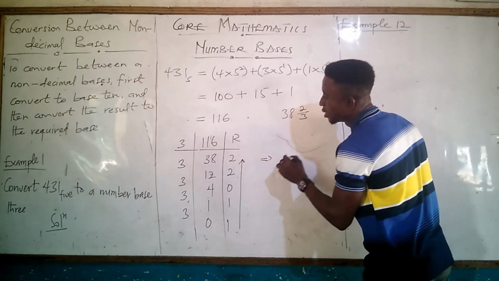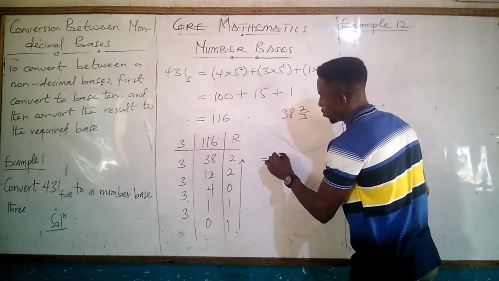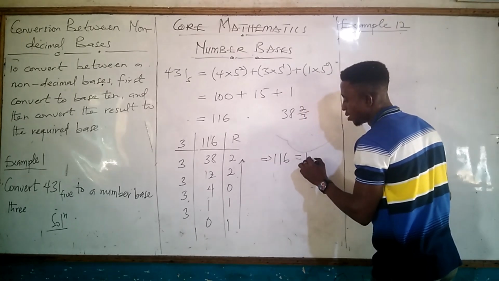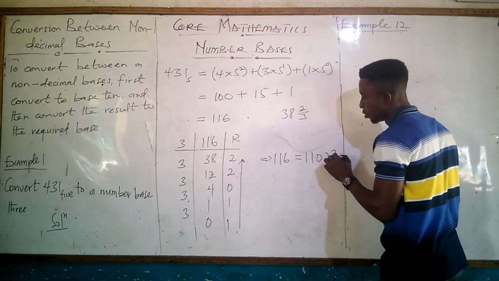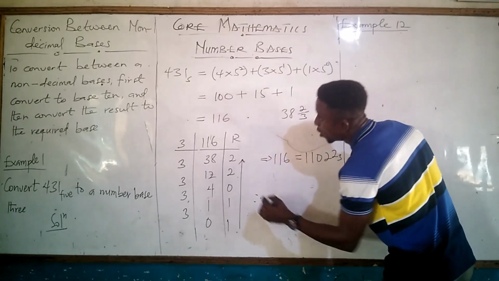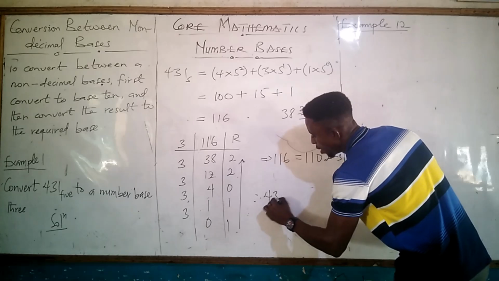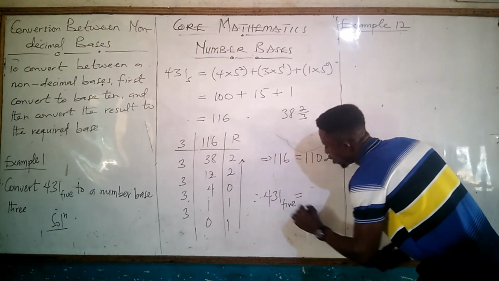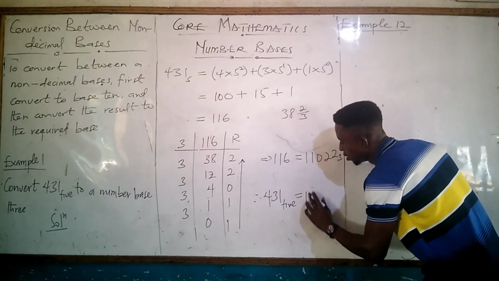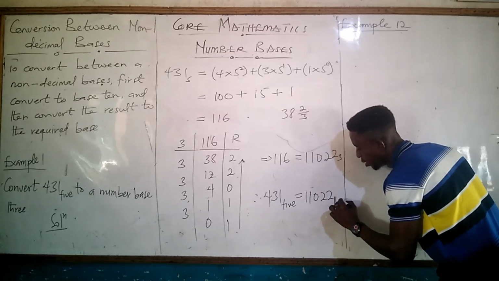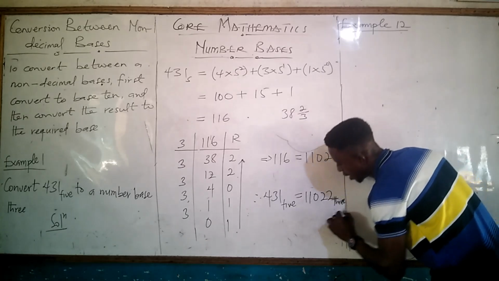So then we have, this implies that 116 is equal to 11022 base 3. So therefore, 431 base 5 is equal to 11022 base 3. And that is that.